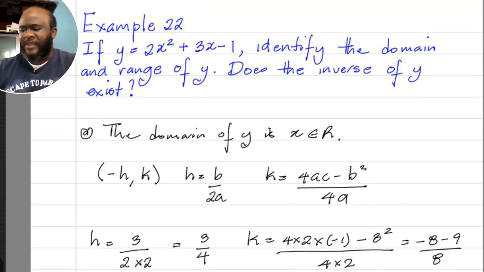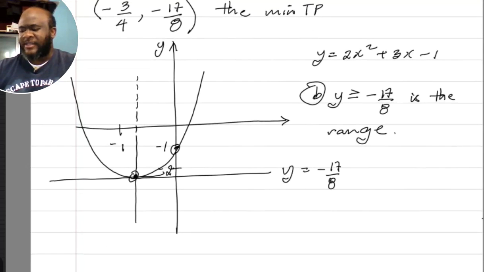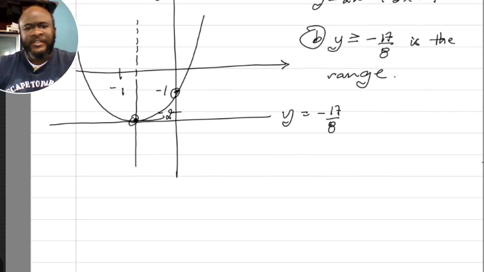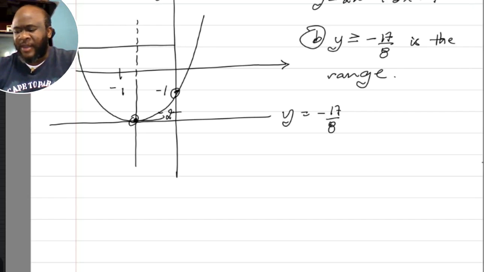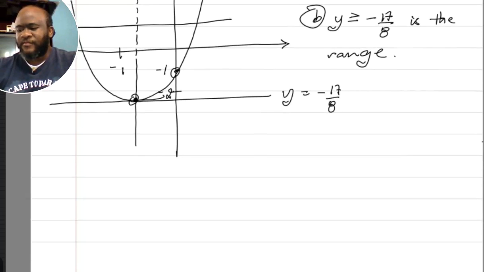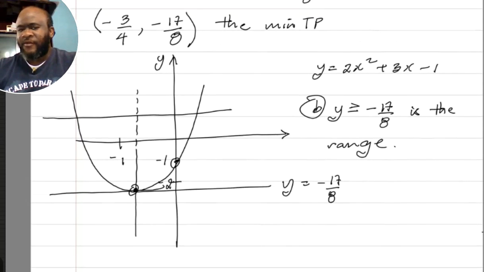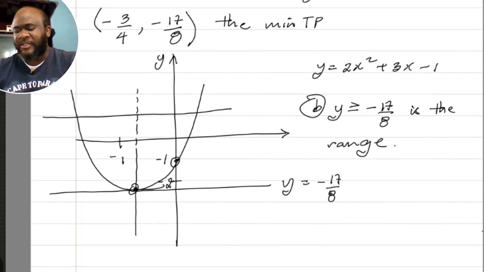Does the inverse of y exist? No, the inverse of y will only exist if the function is bijective. For it to be bijective, the function would have to be both injective and surjective. Just by looking at it, I can see clearly that it's not injective. Because if I draw a horizontal line through the graph, for the function to be injective, it would have to cut the graph only once, or at most once. So the horizontal line cuts the graph 2 times. Therefore, it is not injective. If it's not injective, it does not have an inverse.